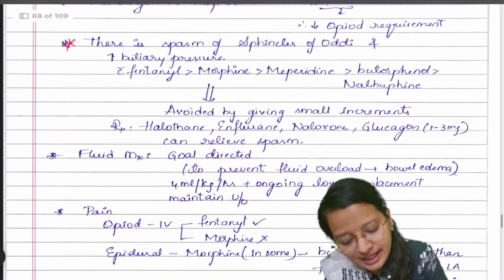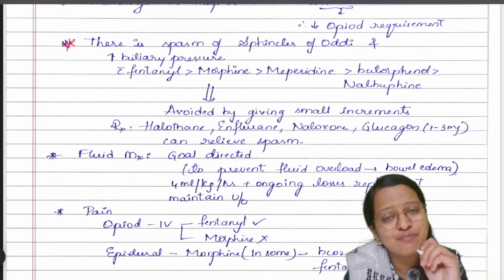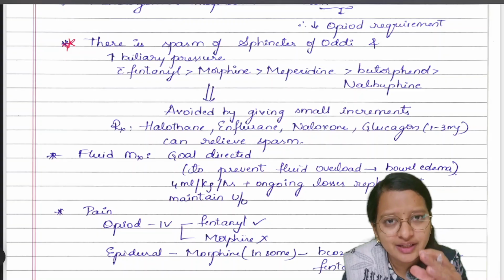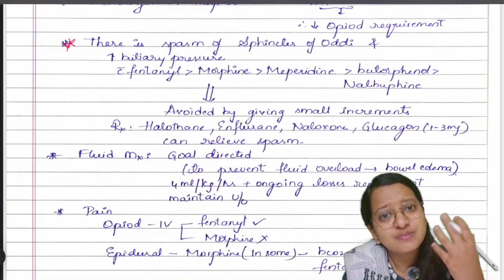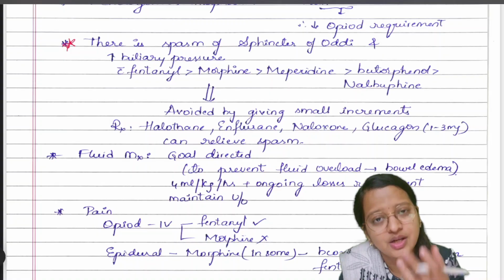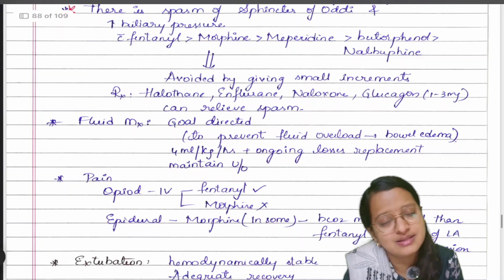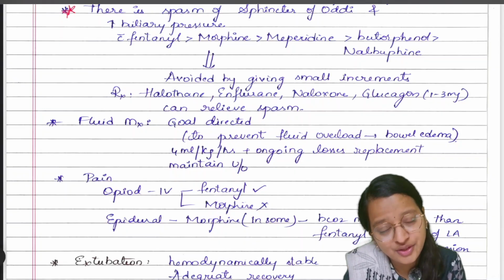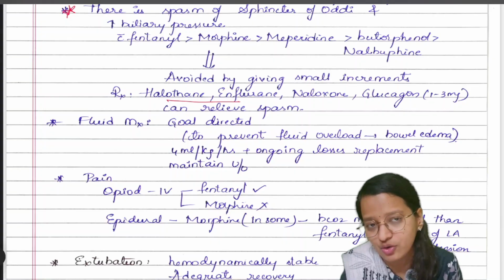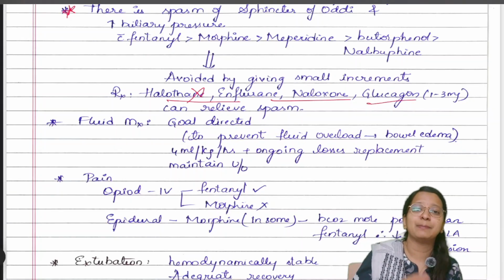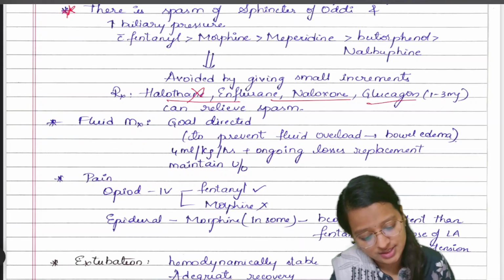And the main thing is we have to avoid spasm of sphincter of Oddi because your fentanyl, morphine, they cause spasm. Again, there will be obstruction. So we have to give in reduced doses. And this spasm is treated by halothane, which we are not using anymore, enflurane or naloxone or glucagon. So in obstructive jaundice, please remember this extra point.